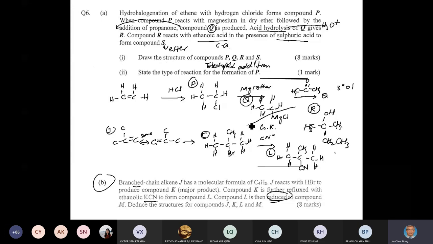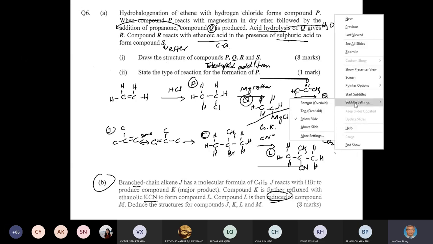Okay, now we're done already. Can you print screen before I proceed? Done, thank you. Okay, now we go to one more part for you here.